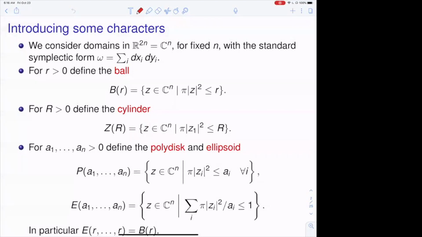And some basic examples that people like to play with. There's the ball B of R, which is the ball such that a two-dimensional slice through the center has area R. There's the cylinder Z of R, so that's the symplectic product of a two-dimensional disk of area R with R^(2n-2). There's also the polydisk P of A1 through An, which is the symplectic product of two-dimensional disks of area A1 through An. And then there's the ellipsoid E of A1 through An, which is the set of points such that the sum of pi times absolute value of z_i squared over A_i is less than or equal to 1. In particular, if you set all the numbers A1 through An equal to R, you just get the ball B of R.